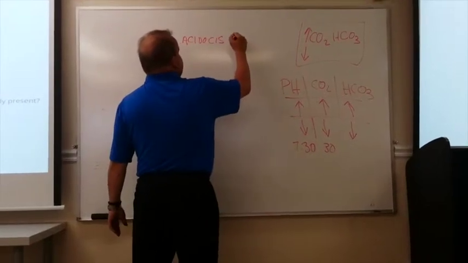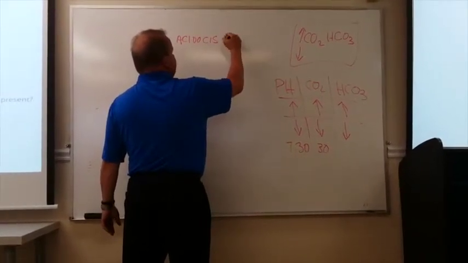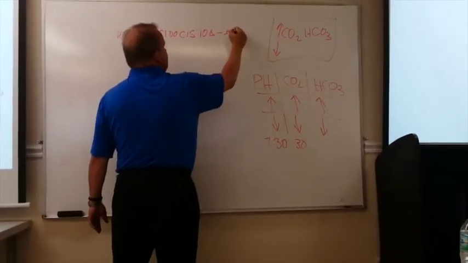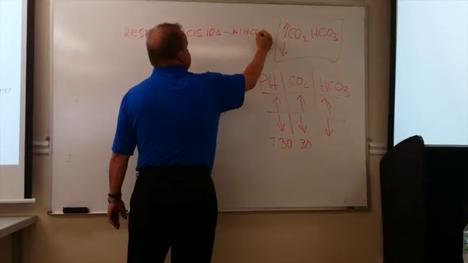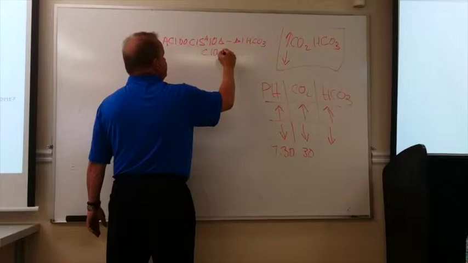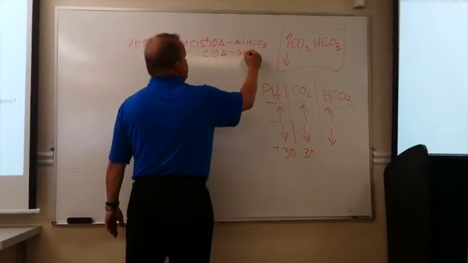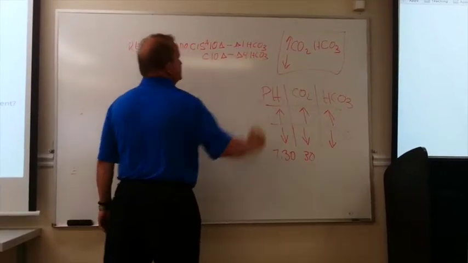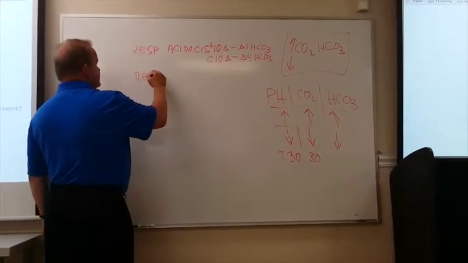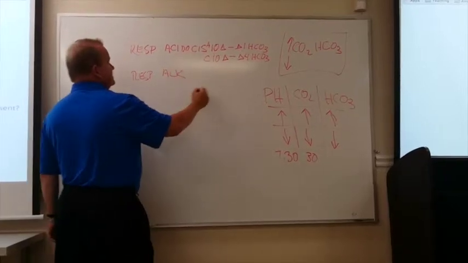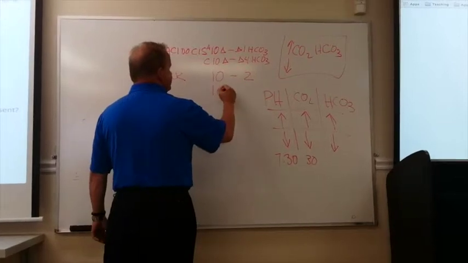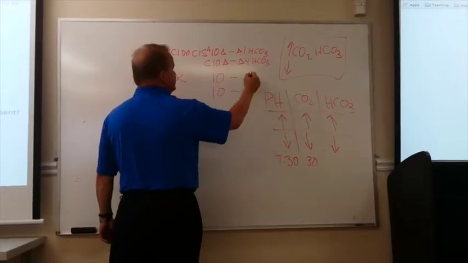So a respiratory acidosis in acute. It says for every 10 delta, you're going to have a delta of 1 in bicarb. In chronic, this is acute. In chronic, it's going to be 10 to 4. Okay? And a respiratory alkalosis, 10 to 2 and 10 to 4. So everything's the same except for this.